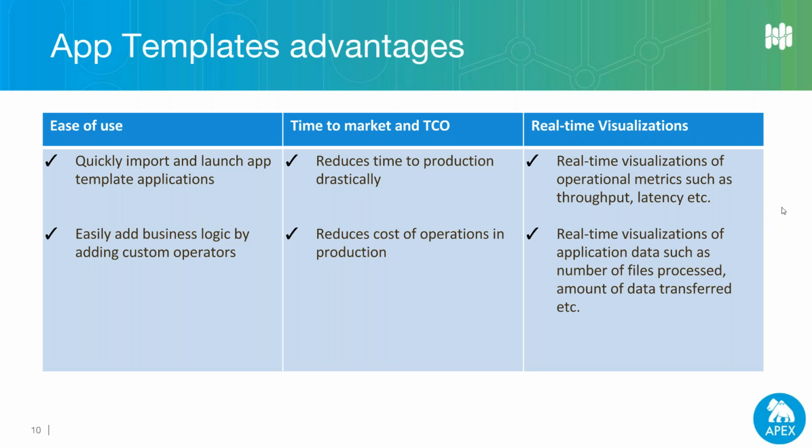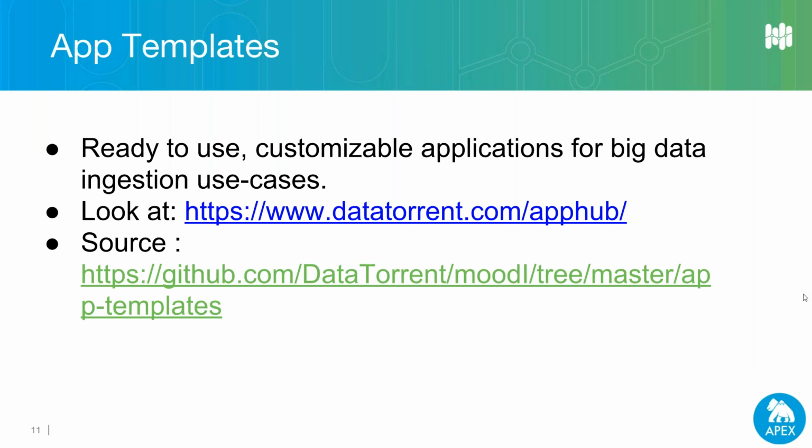And also we have real-time visualizations. Prepackaged with the app templates, we provide dashboards, which consist of widgets like operator metrics such as throughput and latency. And we also show app level metrics such as number of files processed or amount of data transferred, etc. Here we can look up the app templates, and they are available at the DataTorrent Malhar library, which is open source and managed by DataTorrent.